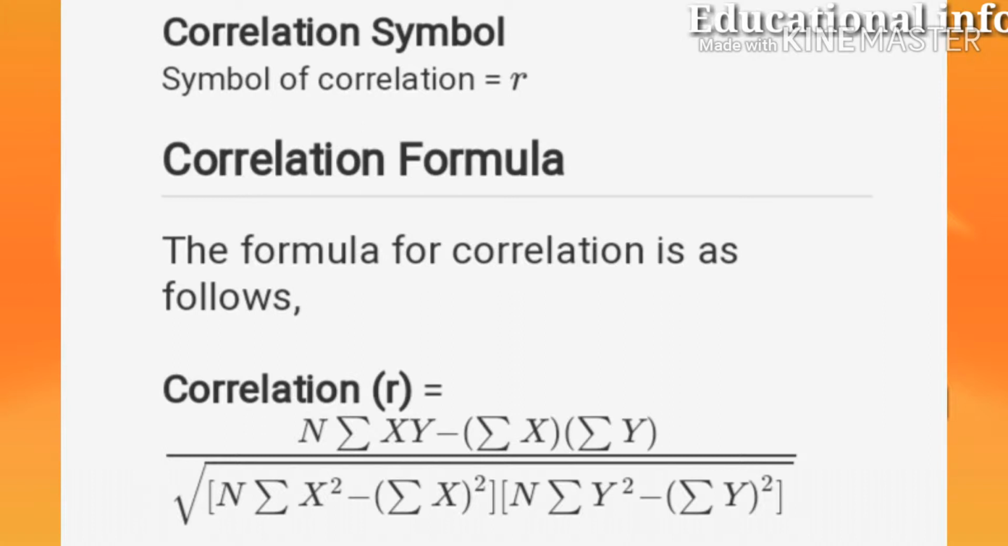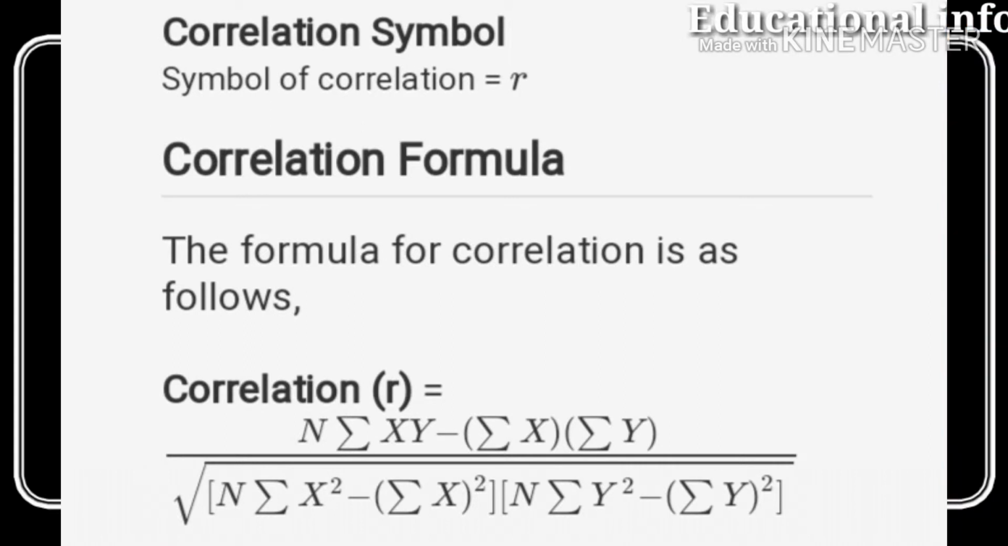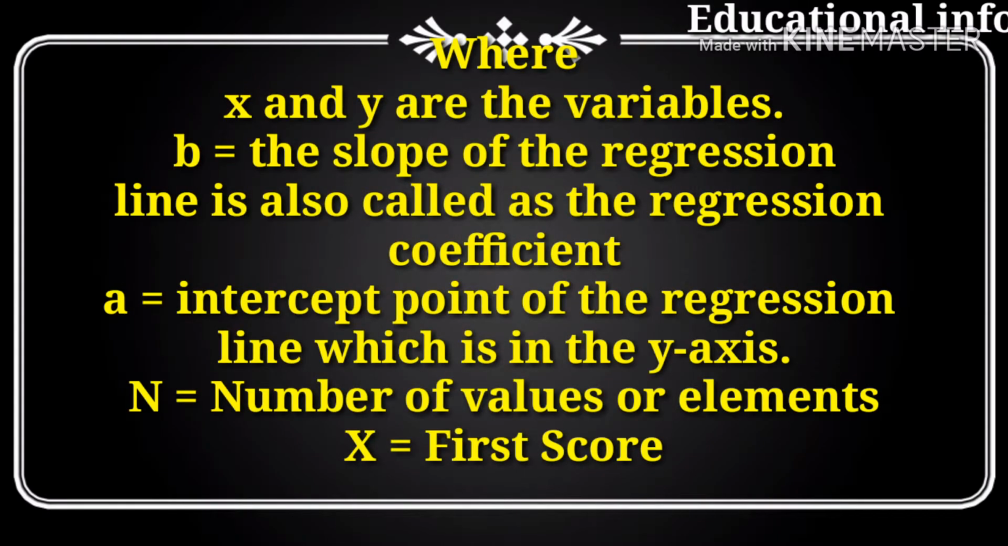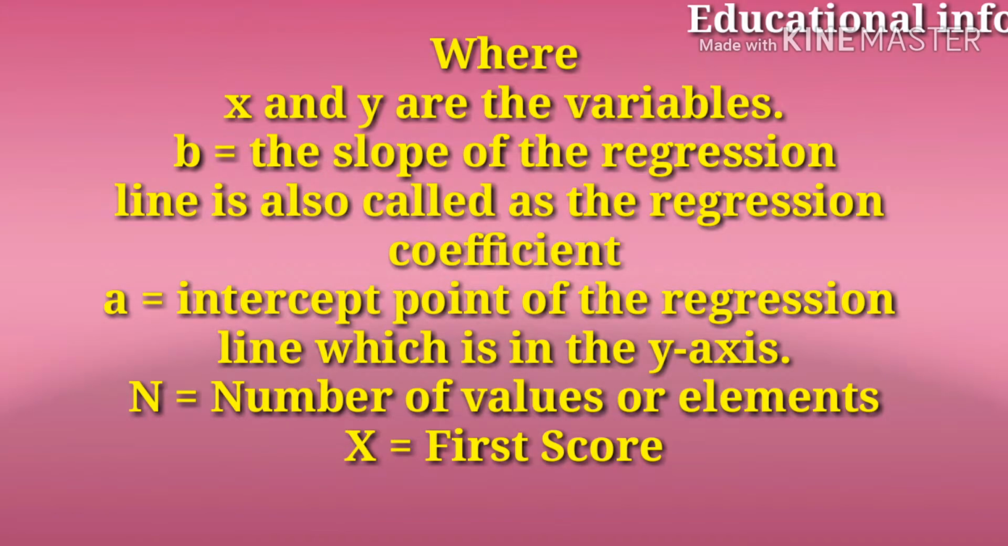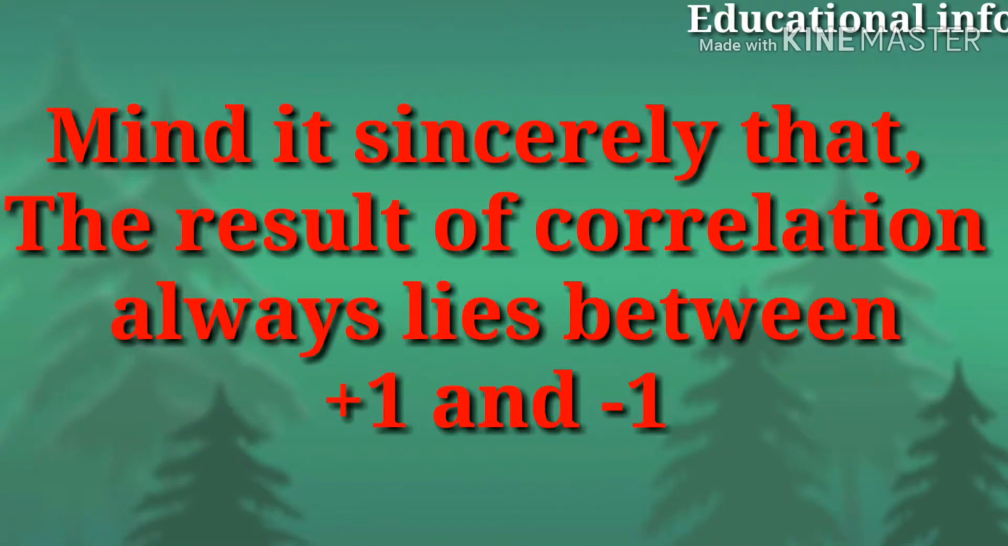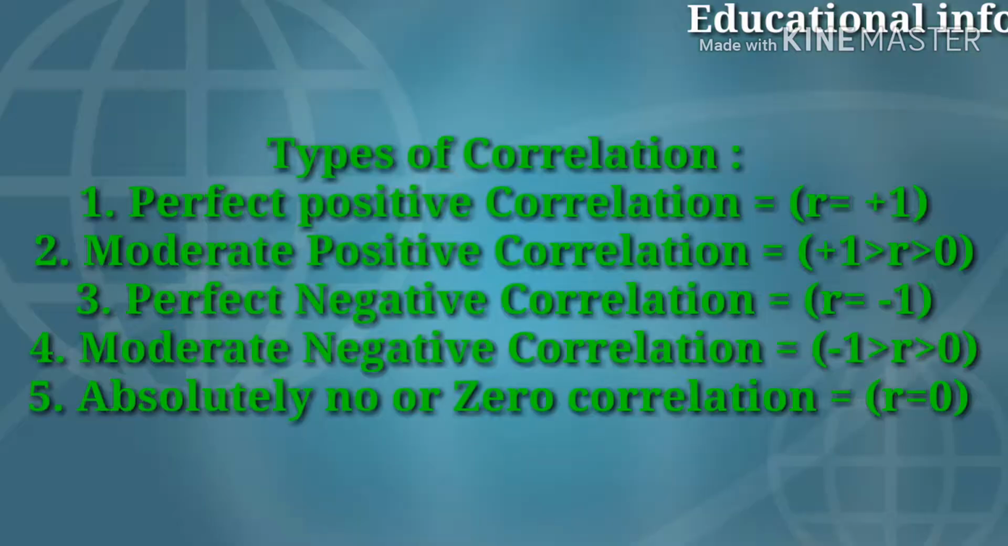The formula of correlation r is given as follows, where x and y are the variables, b is the slope of the regression line, called the regression coefficient, a is the intercept point of the regression line on the y-axis, n is the number of values or elements, and x is the first score. Mind it sincerely that the result of the correlation always lies between +1 and -1.